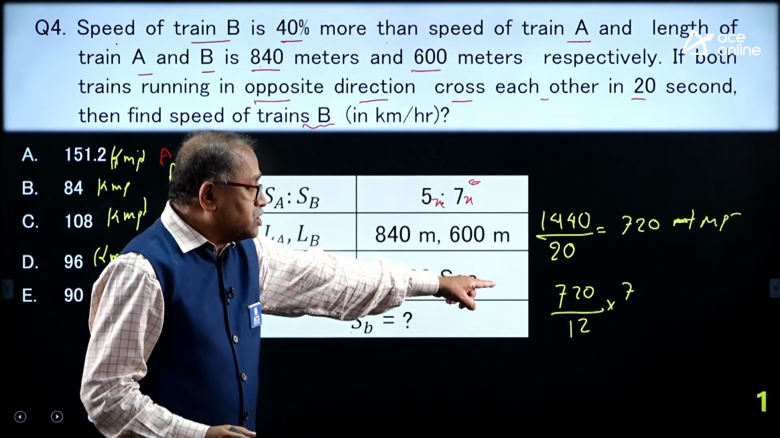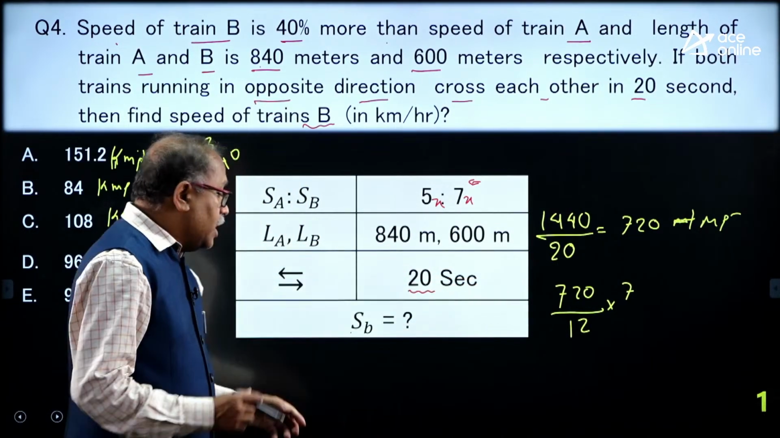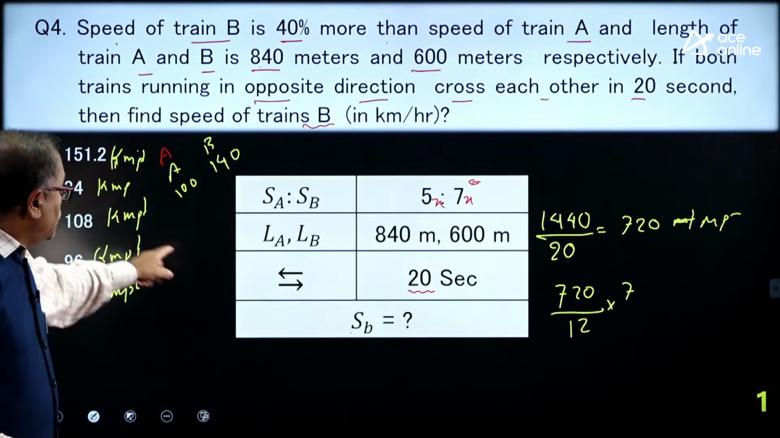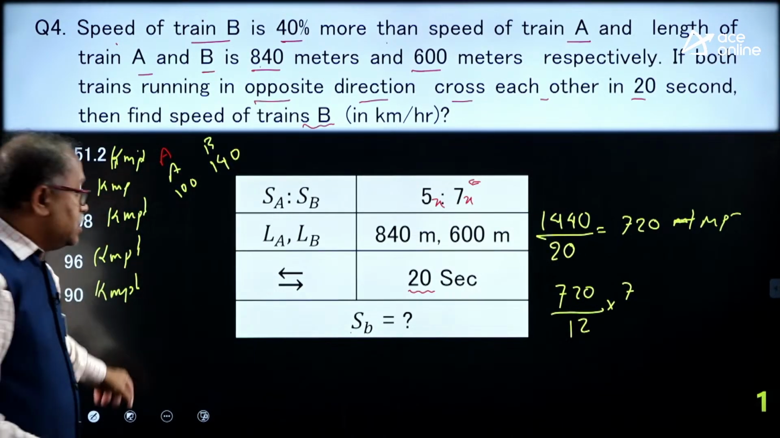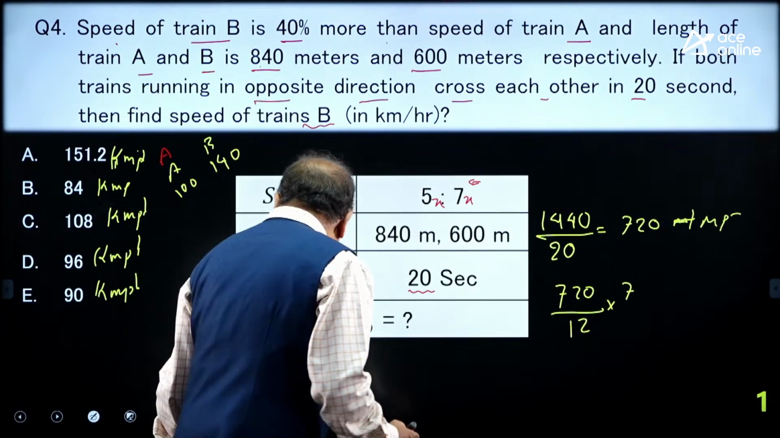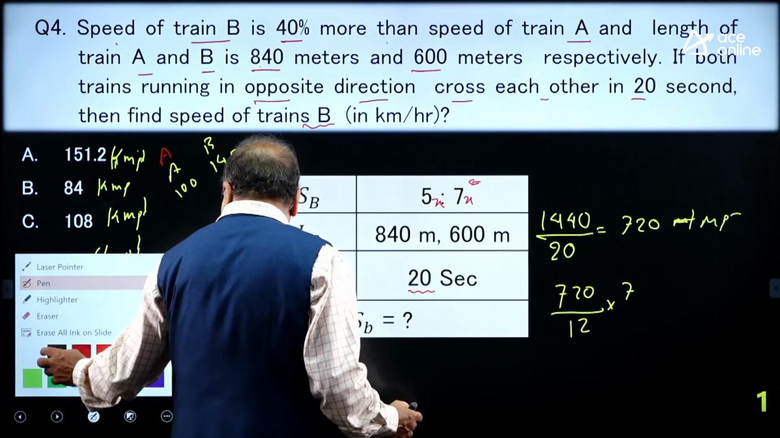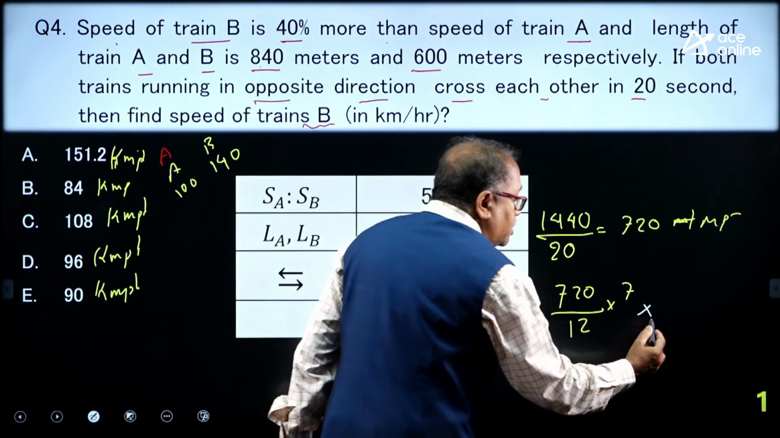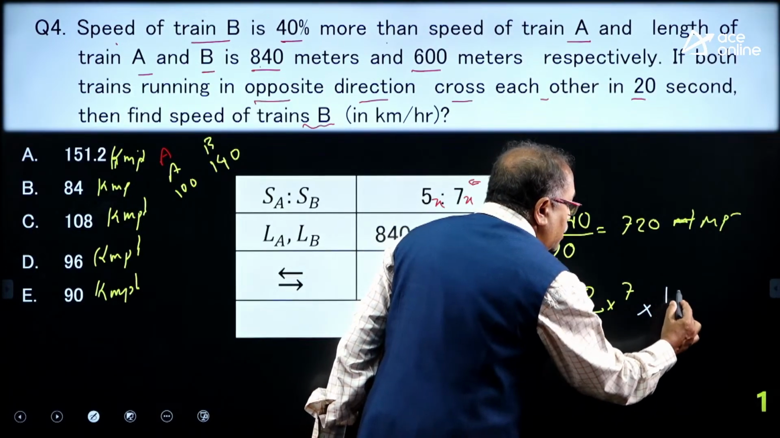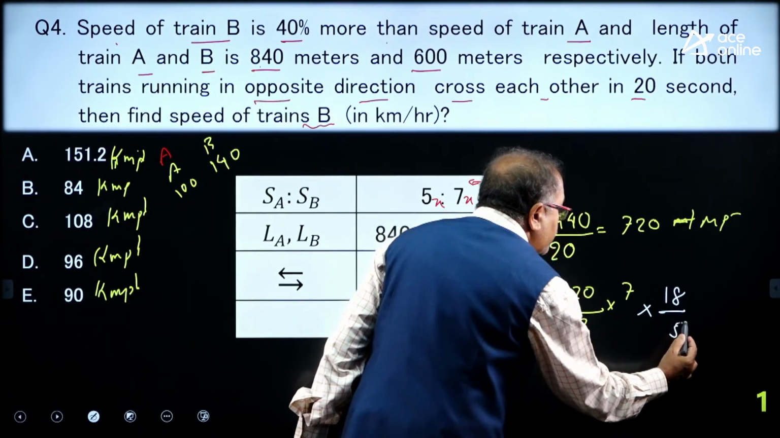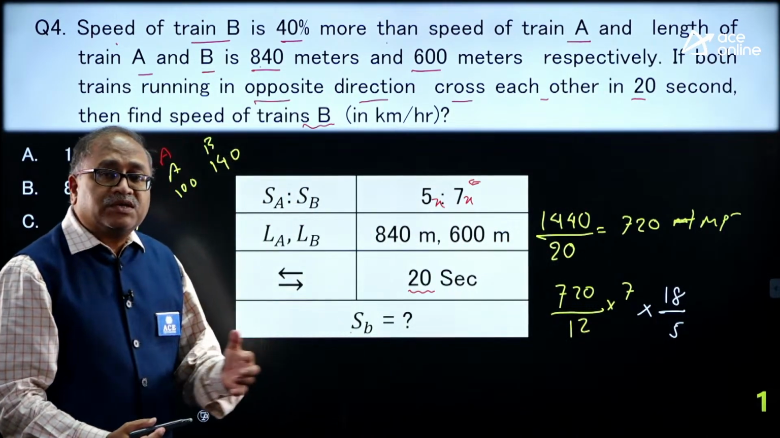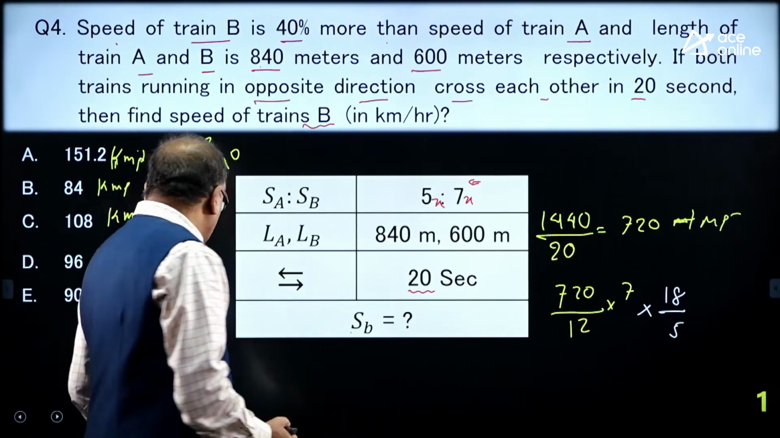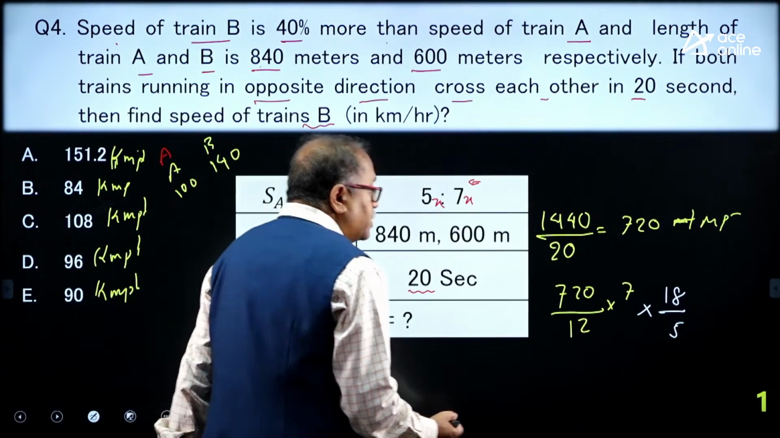So, I am getting the speed of B as this one. Now, I need to convert that into kilometer per hour. I am extremely sorry, I did not mention kilometer per hour in the options. So, that should be 18 by 5, to convert from meter per second to kilometer per hour. Now, what comes finally over here?